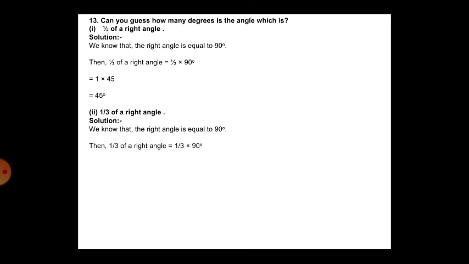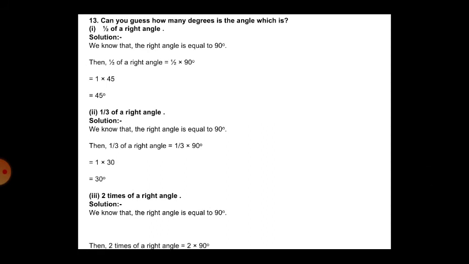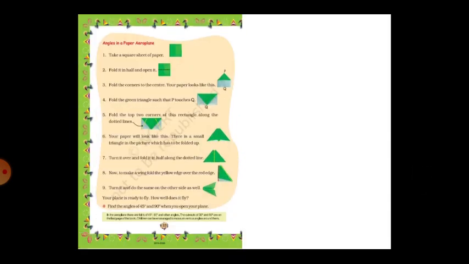And 1 by 3 part of a right angle. 1 by 3 part means, see, we know that right angle is 90 degrees. 1 by 3 into 90. So if you divide 90 by 3, you will get 30 degrees. So 2 times of a right angle. 2 times of a right angle means double the right angle. So 90 plus 90, it is 180. Or 2 multiplied by 90. So it is 180 degrees.